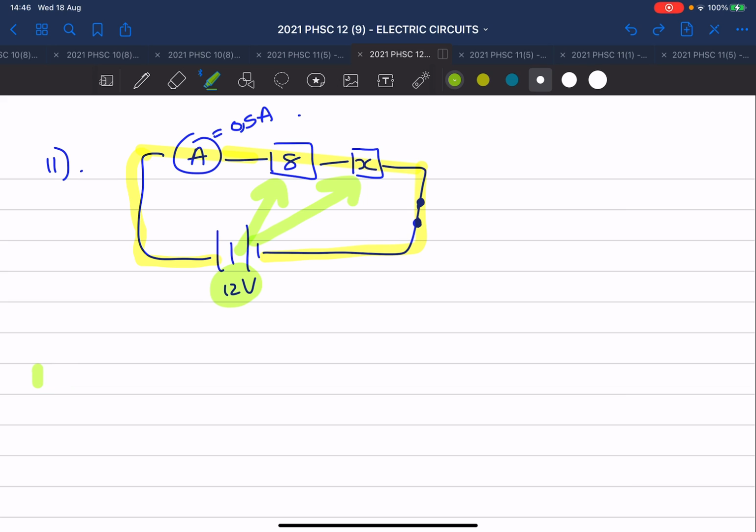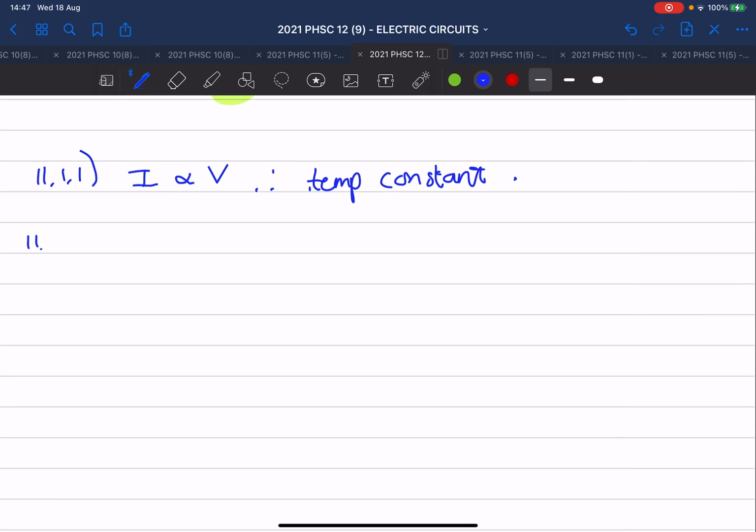Question 11.1.1, they ask, give Ohm's law in words. So here we must say, okay, the current through the conductor is directly proportional to the potential difference across it, provided that the temperature remains constant. Now remember, if they ask you, give Ohm's law in words, you can't use symbols. I'm just using symbols to save time, but you must use words.